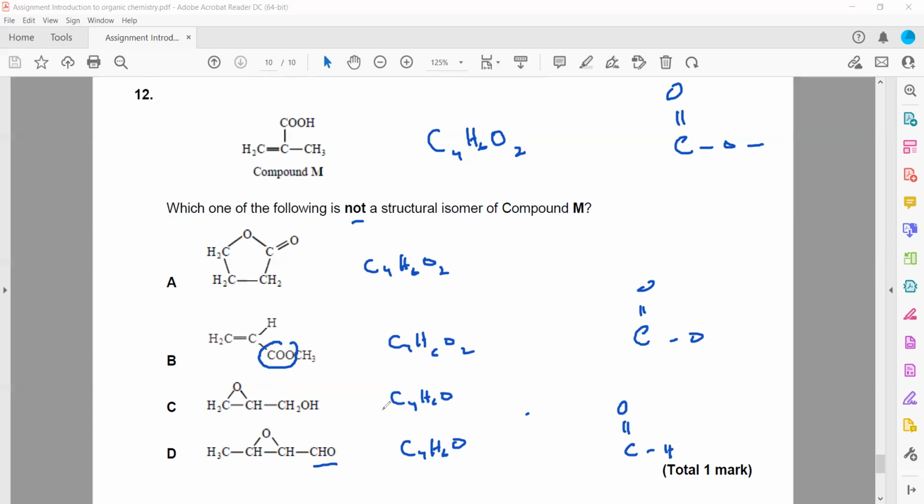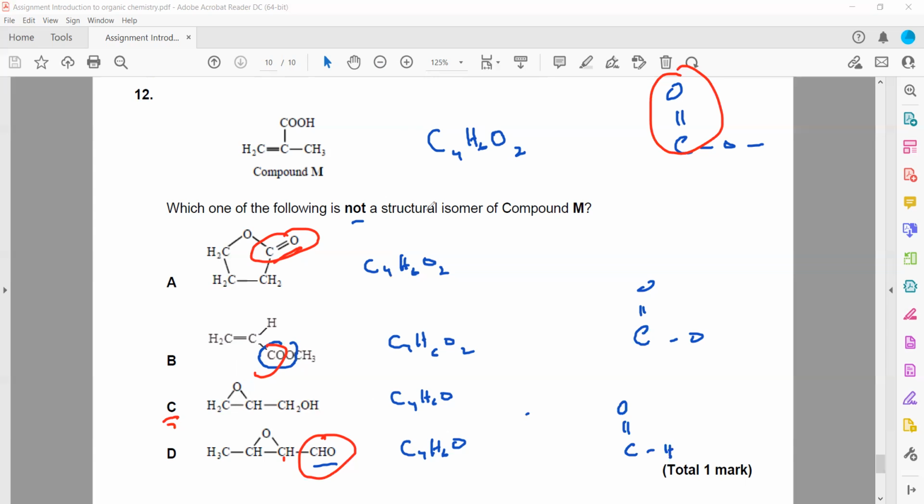But what about this one? There is no C double bonded with O. For example, there is a C double bonded with O in structure A. There is a C double bonded with O in structure B. There is a C double bonded with O in structure D. But there is no C double bonded with O in structure C. That's why structure C is not a structural isomer. It does not have a similar structure. It actually has entirely different groups.